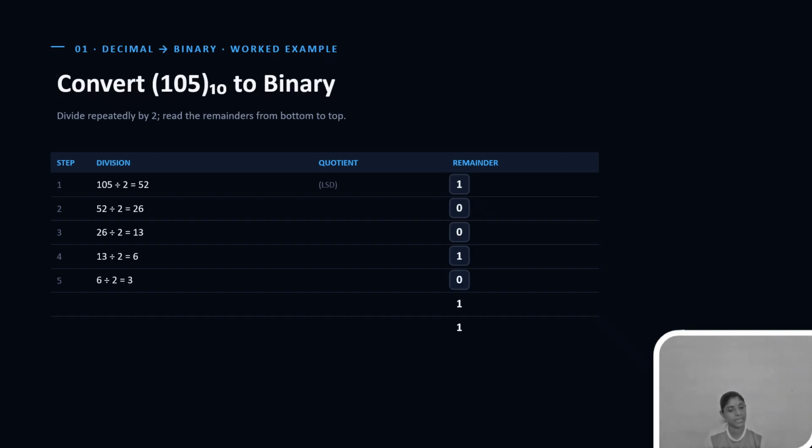Next step, 6 divided by 2 is 3, remainder 0. Next step, 3 divided by 2, the quotient is 1 and the remainder is 1. In the next step, 1 divided by 2 is indivisible. So the quotient is 0 and the remainder is 1.